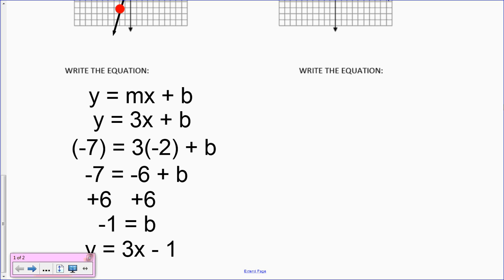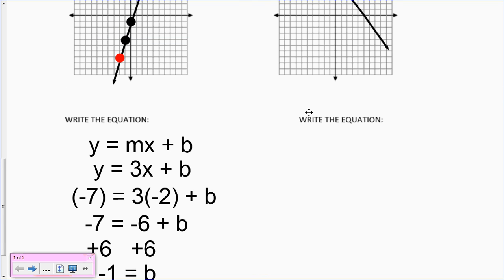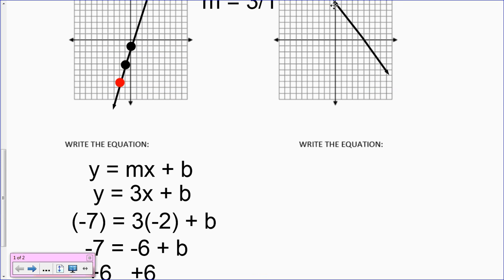Okay? So I want you to try to write the equation for this one. Okay? Here's my hint. I don't think it crosses the y-axis very pretty, not perfectly. So I would try to do your equation algebraically. So go ahead and try it. When you come back, I will have your answer.